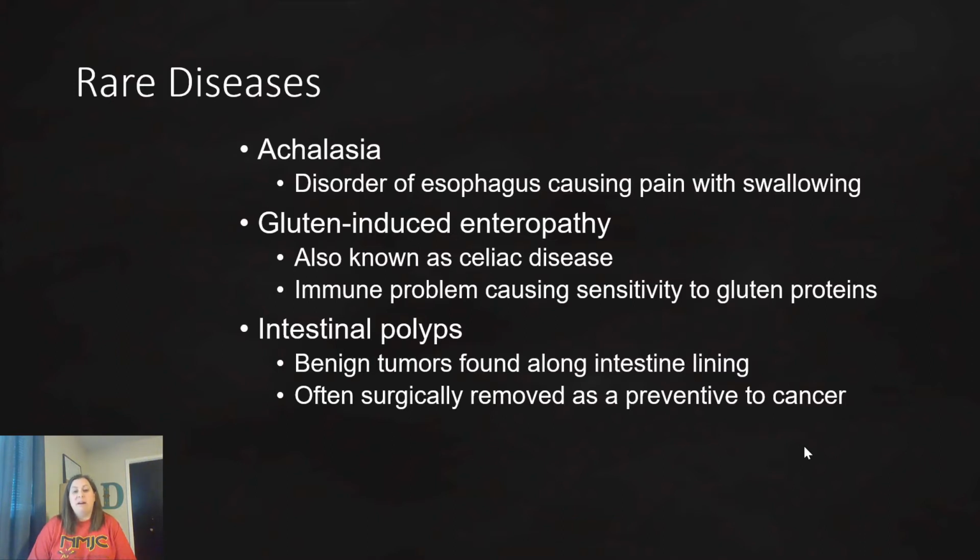Another one that we talk about in rare diseases is intestinal polyps. These are benign tumors. They're found along the intestinal lining. There's really no symptoms that come along with these, and often surgical removal is just to prevent cancer, because a lot of times if we have a benign growth, there could be a chance that a mutation could occur where it would turn into a cancerous growth, and so we'd want to watch for that.